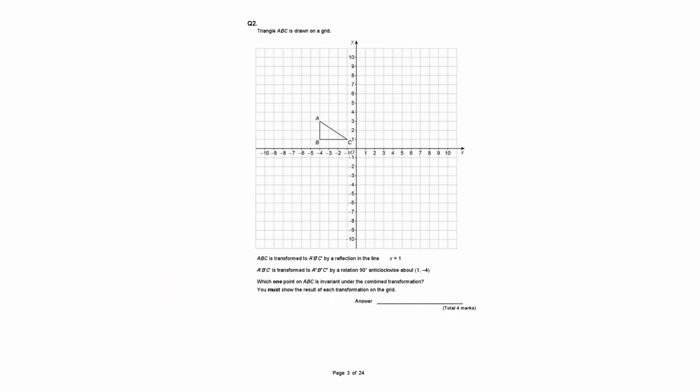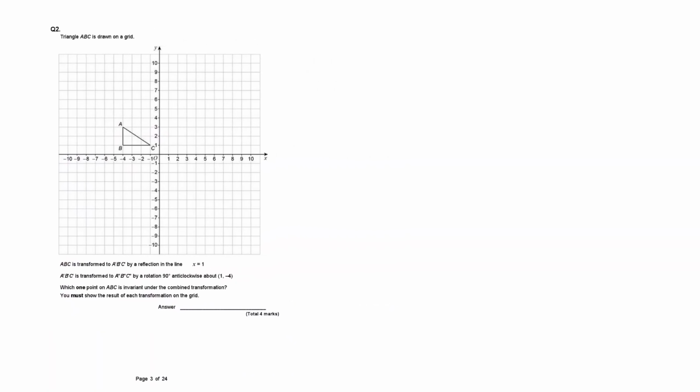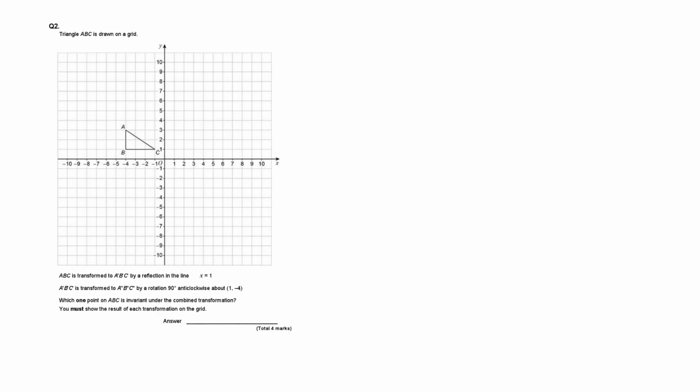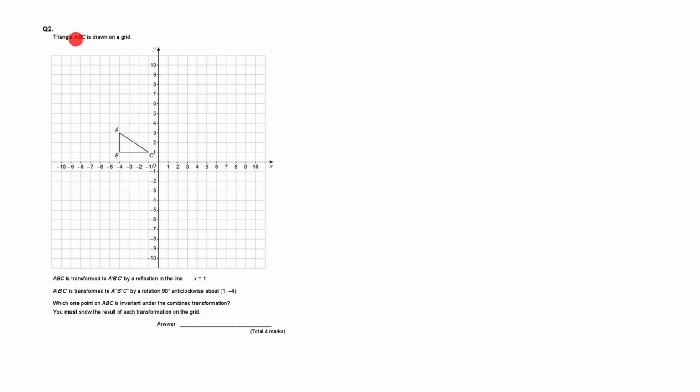Okay, question number 2. We've got here, it says the following. Triangle ABC, this one over here, is drawn on the grid. ABC, this triangle, is transformed to A'B'C', which just means the new triangle, by a reflection in the line x = 1. Let's just deal with this one first of all. Now, the line x = 1, well, the x-axis is here, the point 1 is here. It's going to be a line going through that point there. So this here is your reflection line, x is equal to 1.